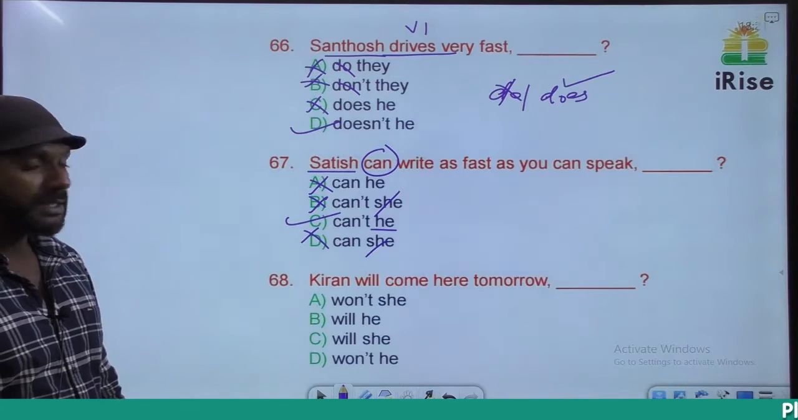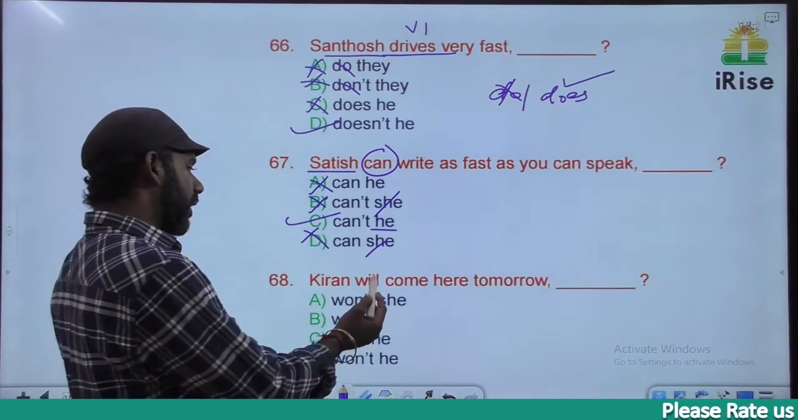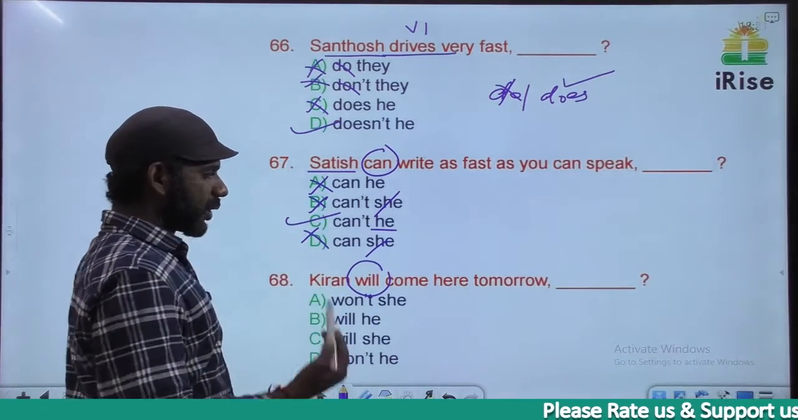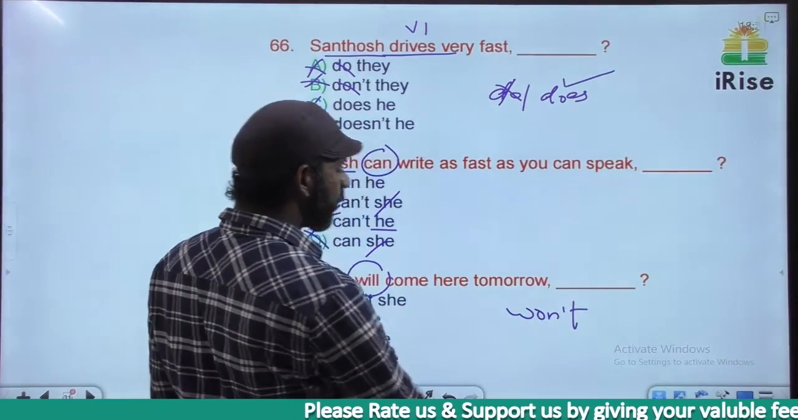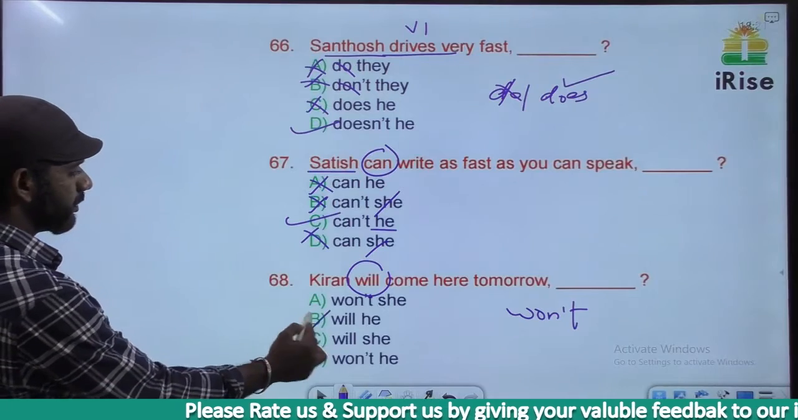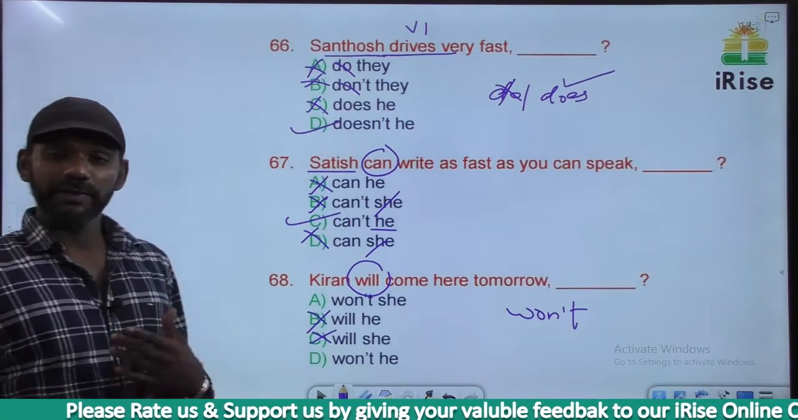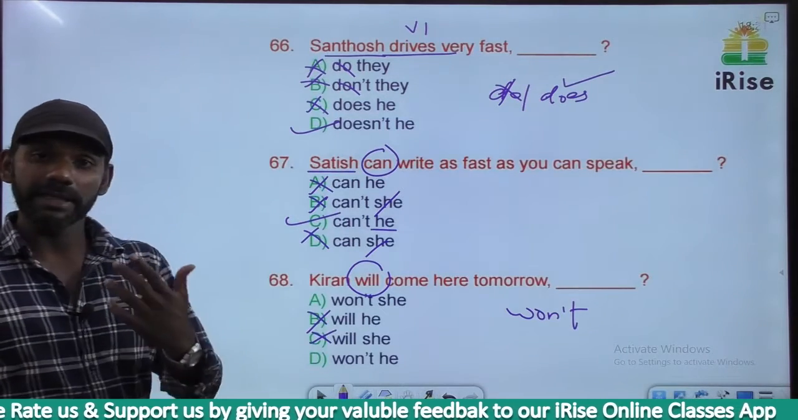Kiran will come here tomorrow. The auxiliary verb here is will. No negative term, so the tag must be negative. Will not, short form is won't. Based on that, B and C are gone. Now here we have a confusion actually. Kiran can be a male as well as a female.